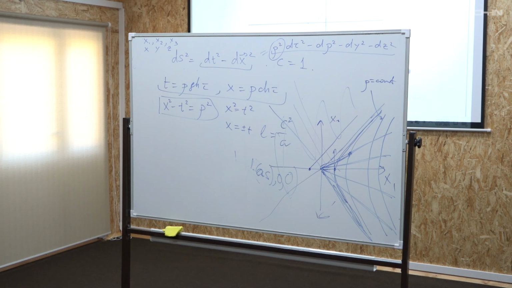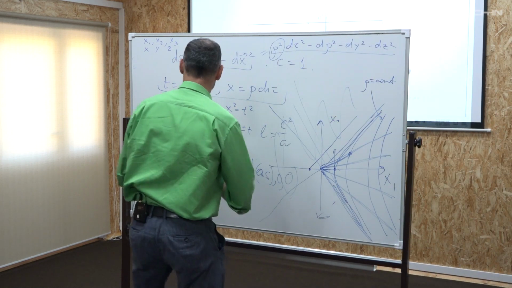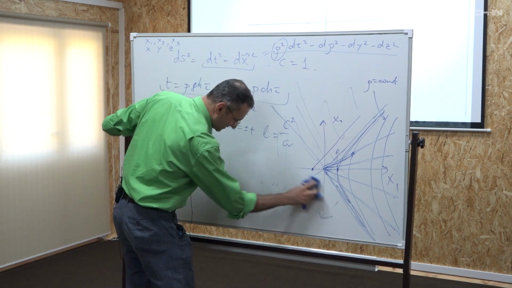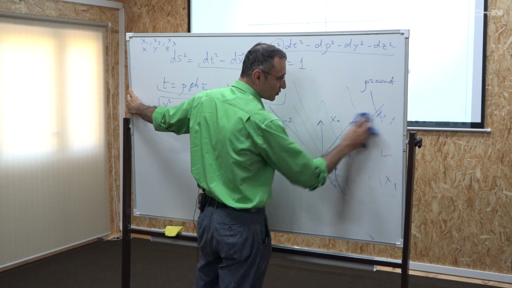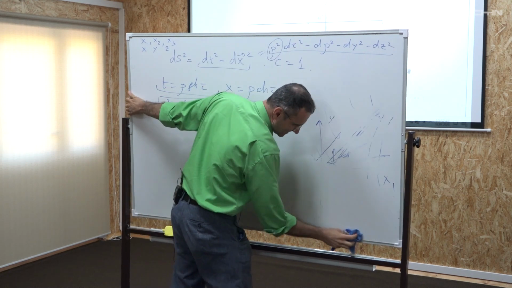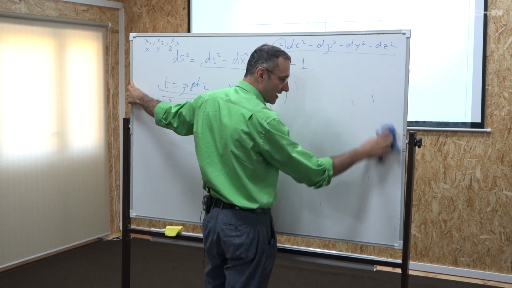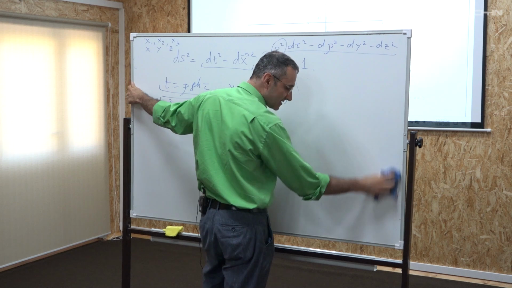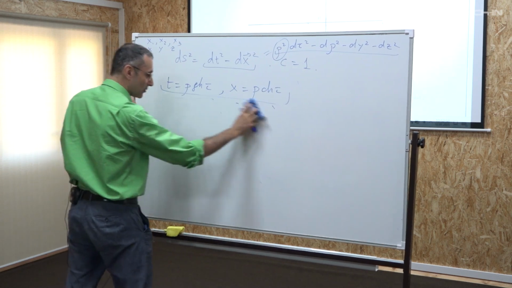No. This horizon is for... No. Laboratory observer. Okay. It's good that you ask questions now. Now I can feel what you understood and what you didn't understand. This horizon is a property of the accelerative observer. It is the horizon for the accelerative observer. It has nothing to do with the laboratory observer.